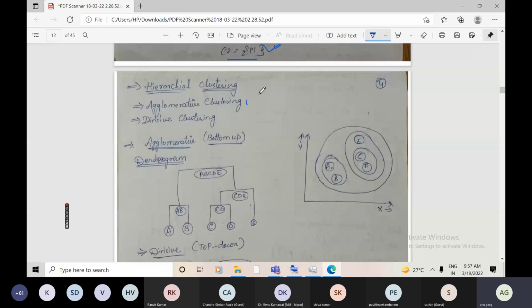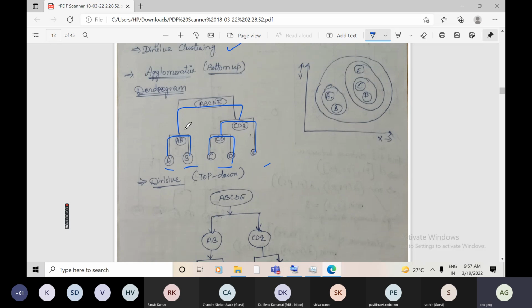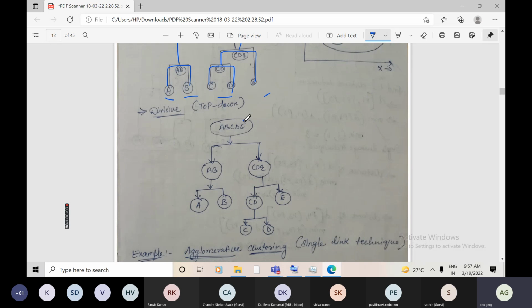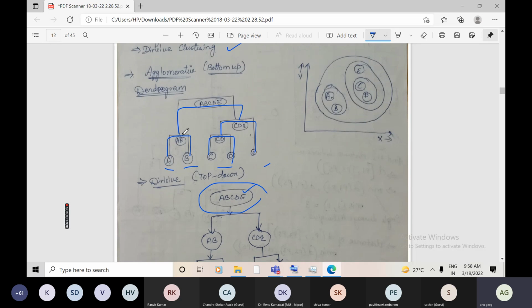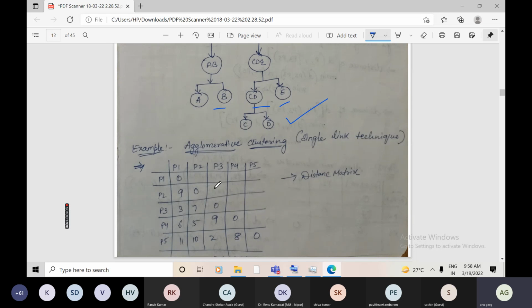So in hierarchical, we have agglomerative and divisive. Agglomerative is nothing but a bottom-up approach. So from the bottom, you will go to the top. One cluster is formed here, one cluster is formed here, then one cluster here, then the total cluster here. This is called a dendrogram. Then you have divisive, where you have a top-down approach. In top-down, you will come from the top and keep on splitting into clusters. Here you are forming clusters, here you are splitting into clusters. So we will see one by one. In agglomerative, you have the single link technique and the complete linkage technique. First we will see the single link technique.